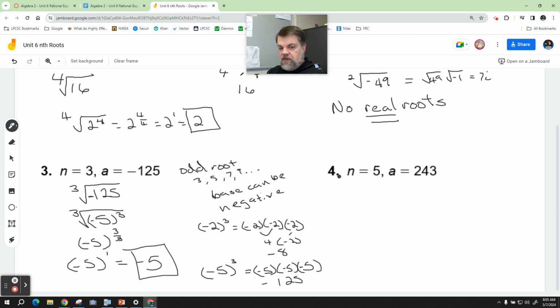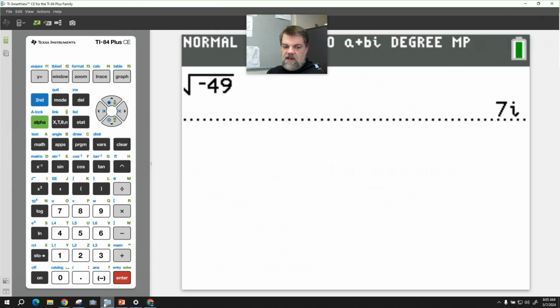Okay, now for this one, we want the fifth root of 243. The challenge on this one is the fifth root. In other words, we've got to find something that we multiply by itself 5 times that possibly equals 243 or divides evenly into it. So if I do 2 to the 5th power, and that's a lot of multiplying, so I'm just going to do this one on my calculator.